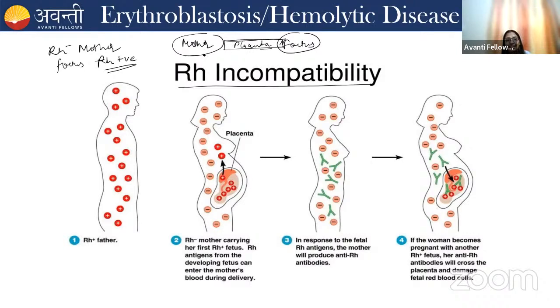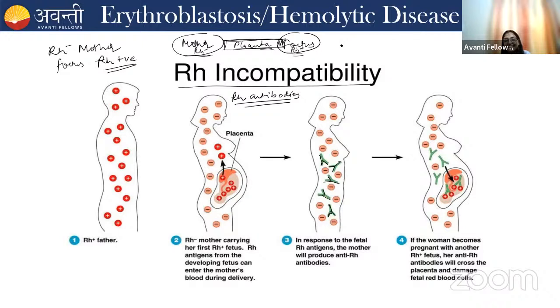So during the first pregnancy, the Rh negative mother and this is the fetus. There's no mixing of blood between the mother and the fetus because there's a barrier, which is the placenta. But during the first delivery, this placenta breaks and the maternal blood gets exposed to the fetal blood, because of which the mother develops the Rh antibodies. These are the antibodies, okay? So now the mother has developed Rh antibody.